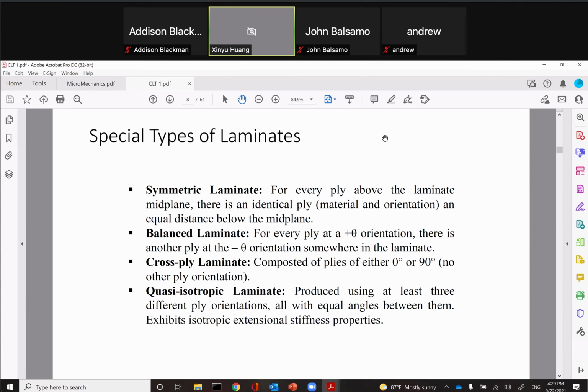It's used quite commonly in situations when you want a plate that behaves almost like quasi-isotropic. Obviously lighter and stronger in all directions. Okay, it's a very special layup. Any questions? Is that clear?